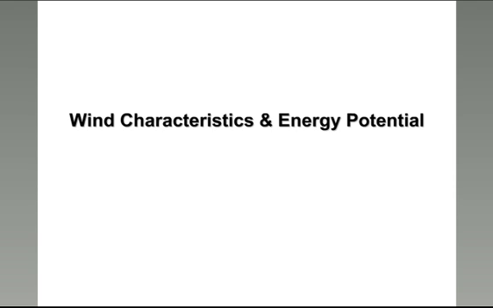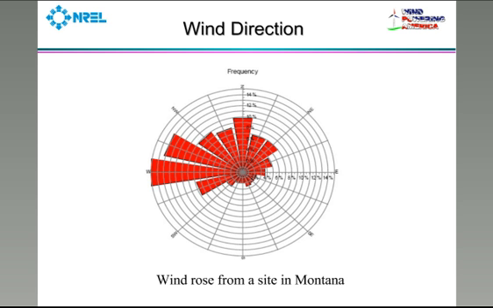I'm going to spend the next 10 minutes or so talking about the wind characteristics and energy potential, and give you kind of an overview of the physics of wind. When we're trying to characterize wind, one of the things we want to know is what are the prevailing wind directions. And this is a wind rose from a site in Montana. It shows that the prevailing winds come from the west and the north.